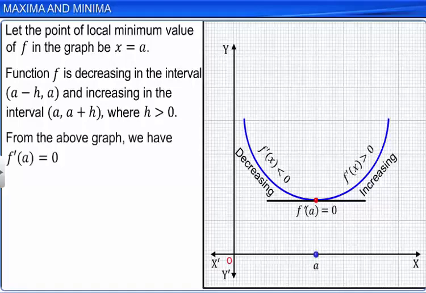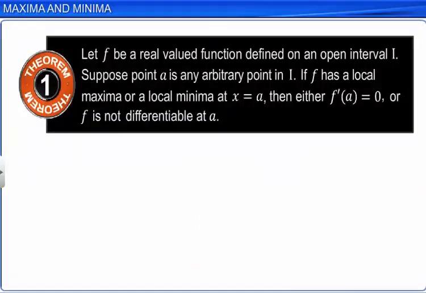In view of the discussion, we can state a theorem. Let f be a real valued function defined on an open interval I. Suppose point a is any arbitrary point in I. If f has a local maxima or a local minima at the point x is equal to a, then either f dash a is equal to 0 or f is not differentiable at a.